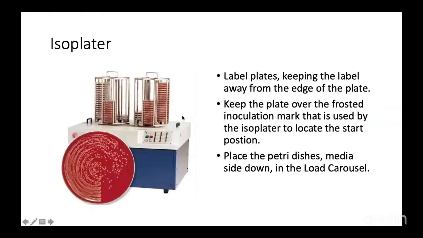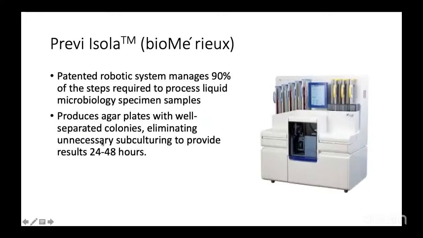So what the Isoplater was doing was, you label the plate, keep the label away from the edge of the plate, and keep that plate away from the frosted inoculation mark, because that is the mark which the Isoplater uses to locate the start position. And you put the petri dish media side down in the load carousel, and then you connect it to your samples. So it will put a barcode and do it. The Isoplater was not able to create the barcode.